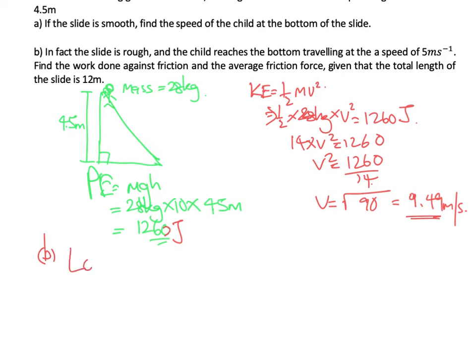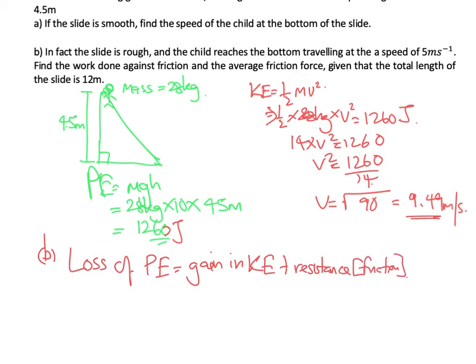So the loss of potential energy is basically the gain in kinetic energy and the resistance from the friction. Remember, the loss of potential energy is equal to the gain in kinetic energy plus the resistance. We don't have to do that for the first one because it's a smooth surface. But for the second one, it has friction. If there's friction, then there's resistance, so you need to consider that.